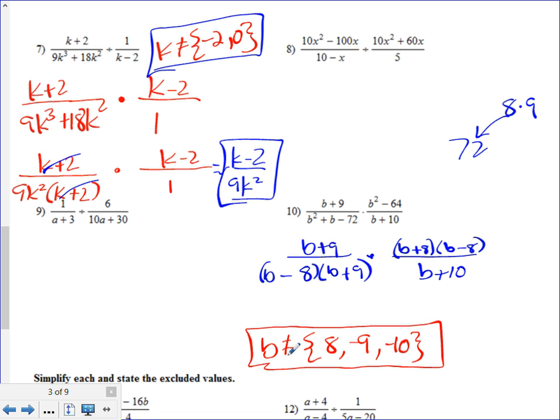What can we reduce? B minus 8, B plus 9. What's left? B plus 8 over B plus 10. No, you cannot reduce 8 over 10. Remember, B plus 8 is one number, B plus 10 is another number.